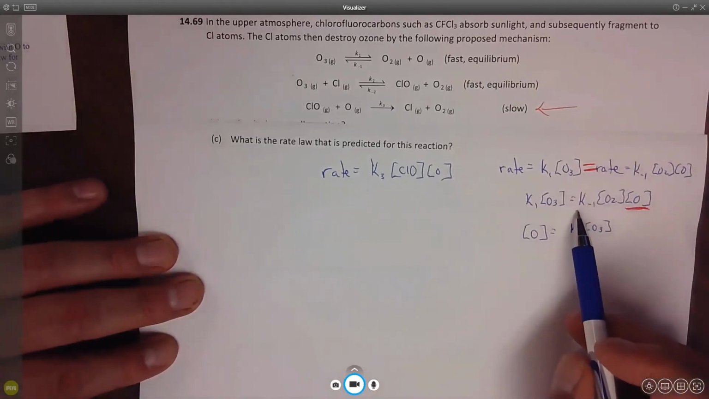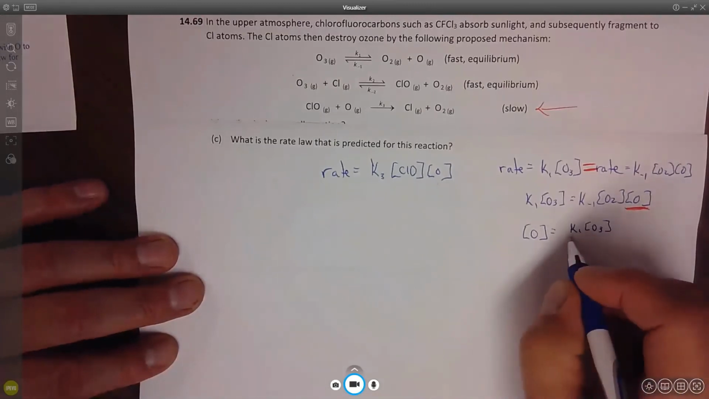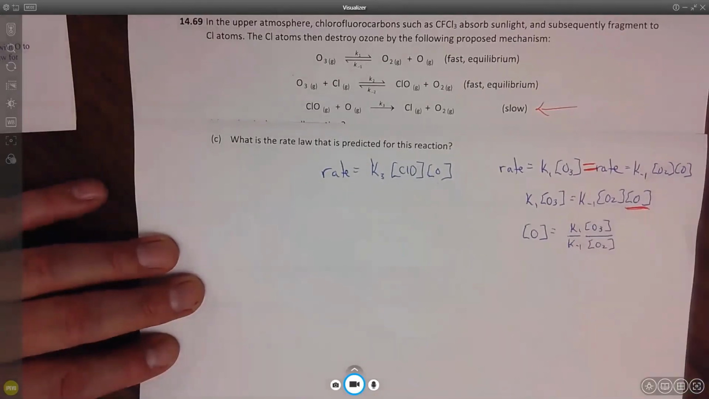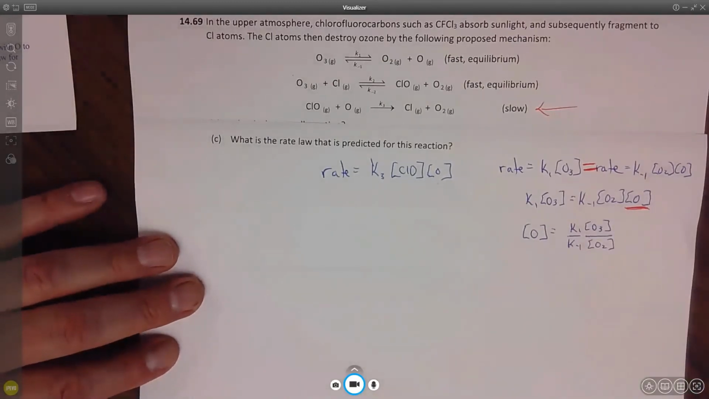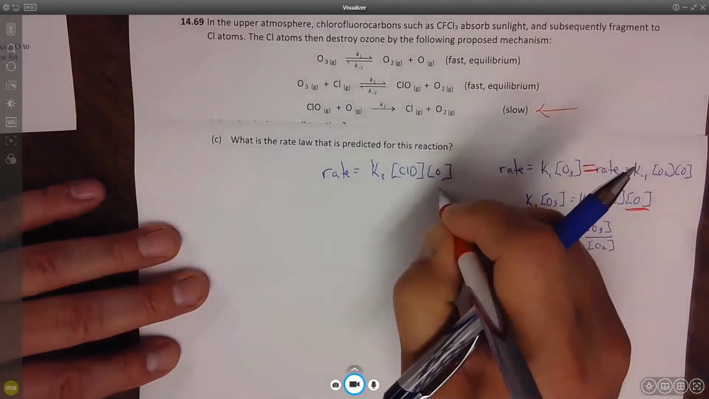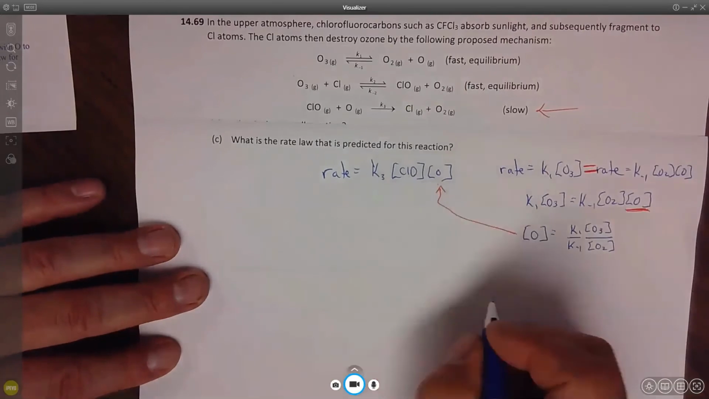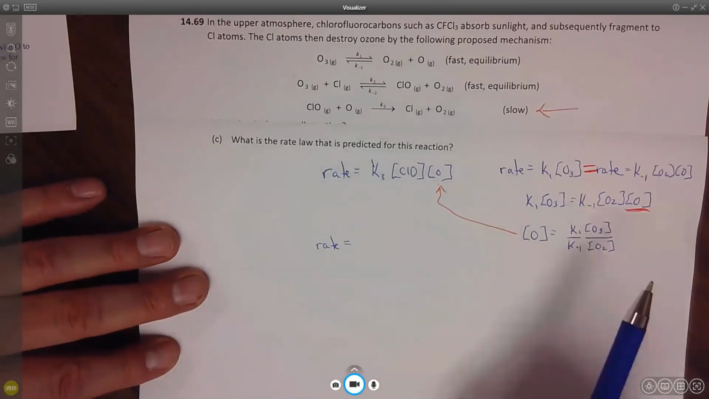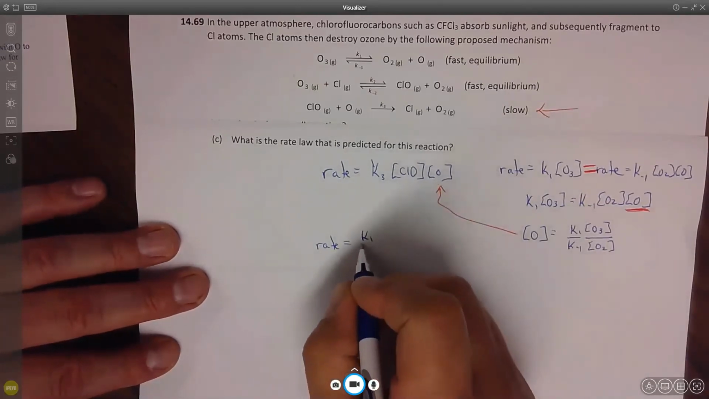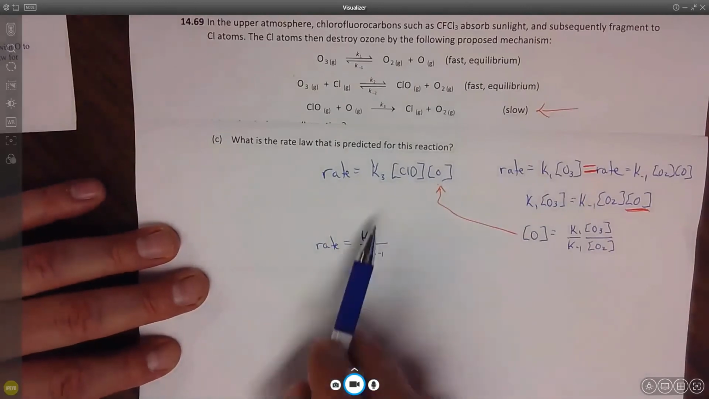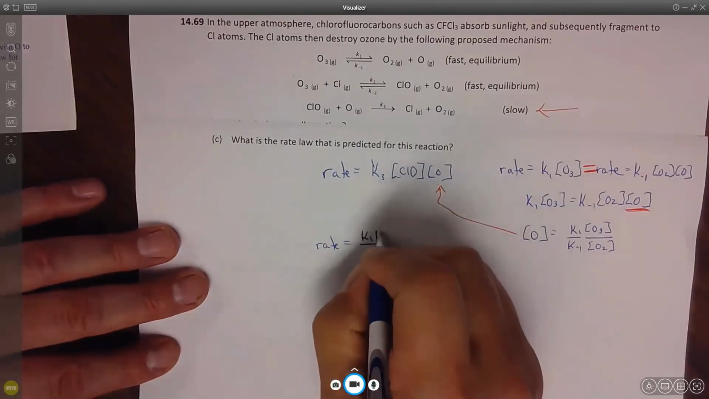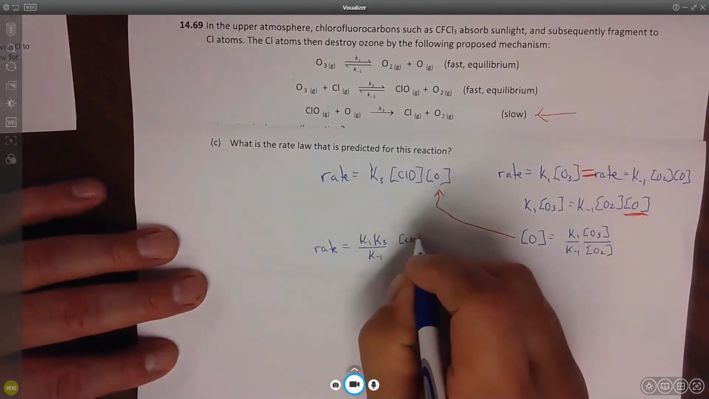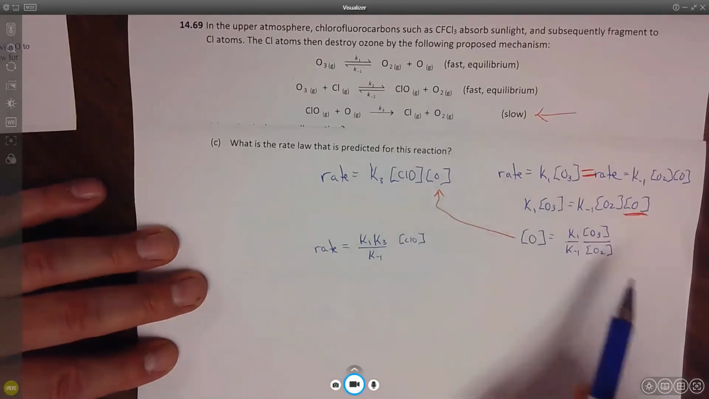then I'm going to divide both sides by this here, right? So that would be K minus 1, and that would be O2. And now this is going to go into that, right? So now we have rate equals, so we're going to bring this over. So that's K1 over K minus 1. We already had the K3 here, so I'm just bringing that down. Then we had the ClO. Now we're going to replace this with the O3 over O2.